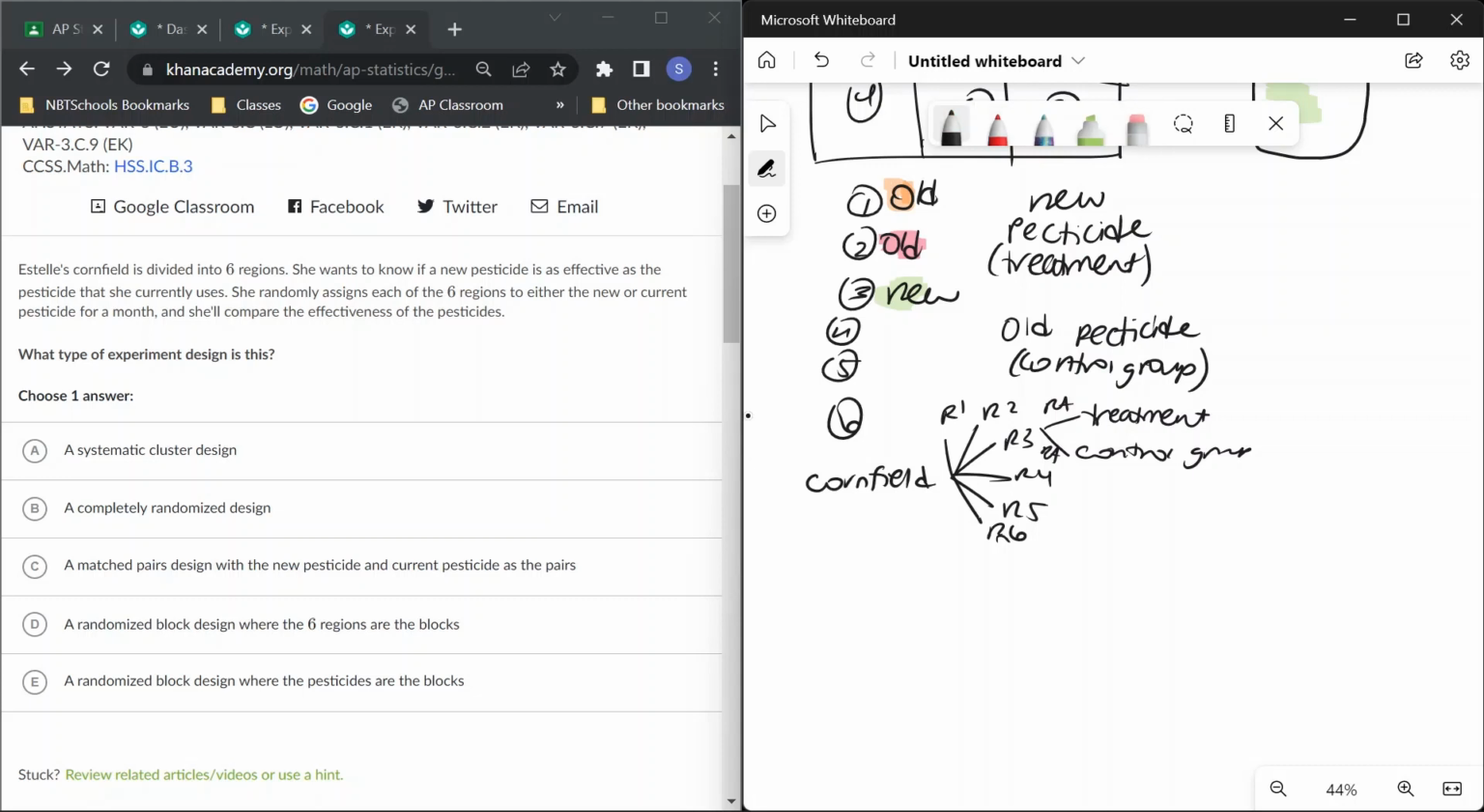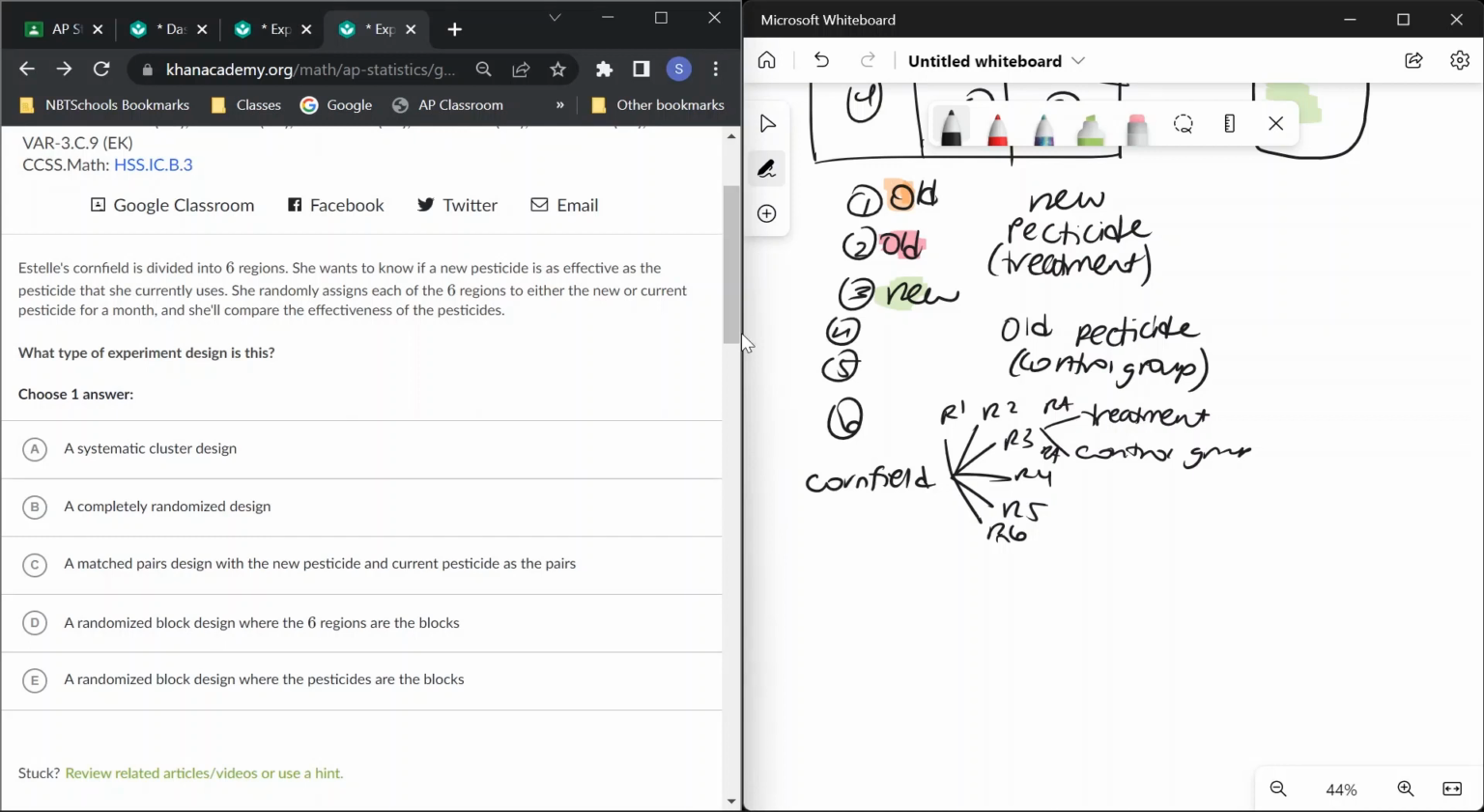Huh. I have no idea. This is hard. Matched pair. It's not matched pair. Is it matched pair? No, right? Randomly either the new or current. Or maybe. But the thing is, these can't be the blocks, can they? So it's either these being the blocks or the pesticides being the blocks. So we have the pesticides.